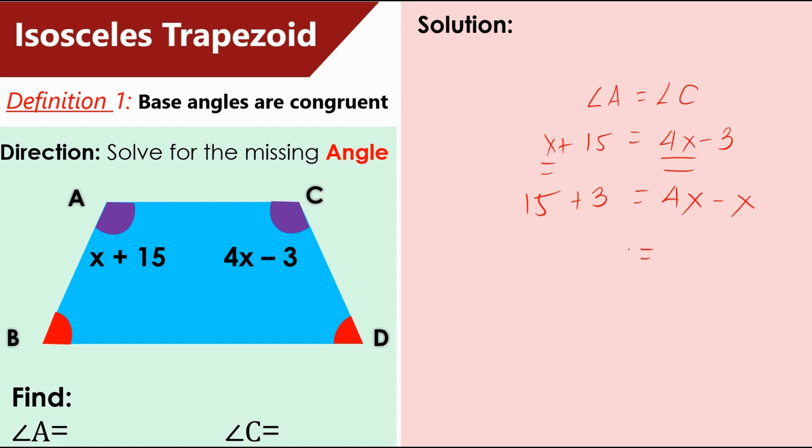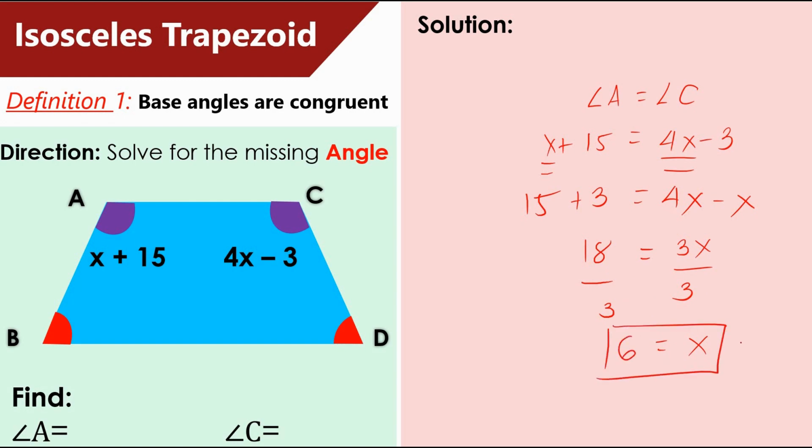For the next step, let us combine the similar terms. 15 plus 3 is 18, while 4x minus x is 3x. To get the value of x, let us divide both sides by 3. That will mean the value of x is 6.